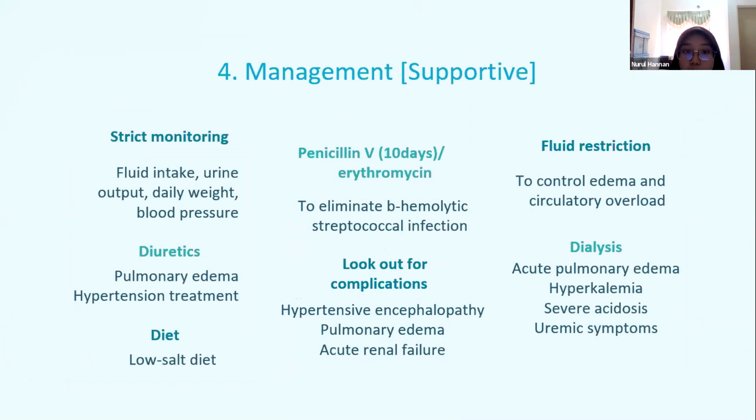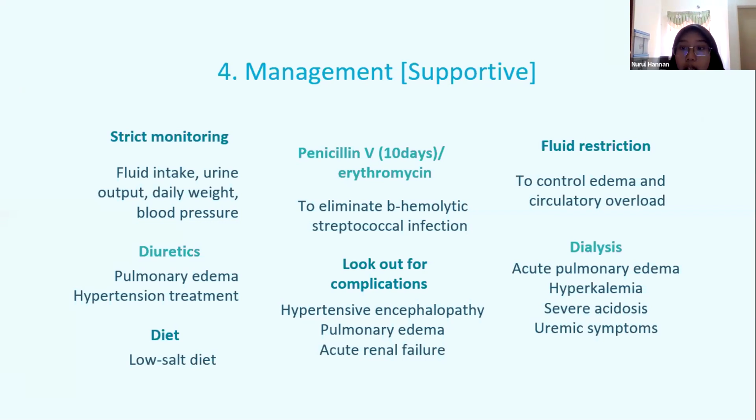Okay, so what we can do to manage a patient with acute glomerulonephritis, there is supportive management and also specific management. For supportive management, we can first do strict monitoring. We have to monitor the patient and make sure that the patient is stable. So we should monitor fluid intake, urine output, daily weight, and also blood pressure. And then we should also give penicillin V for 10 days, or you can also give erythromycin if penicillin is contraindicated. This is to eliminate beta hemolytic streptococcal infection.